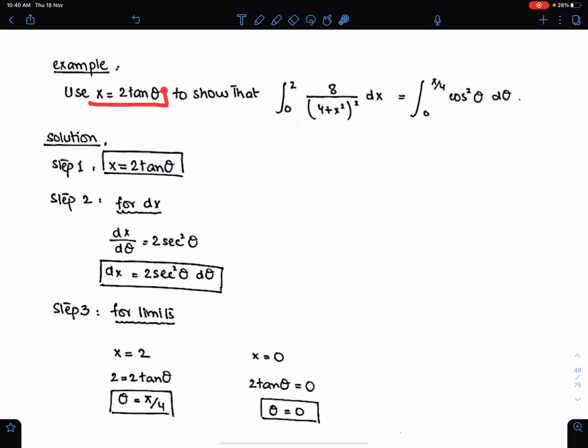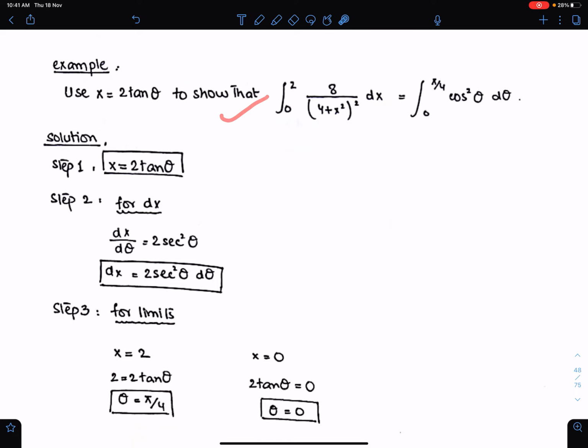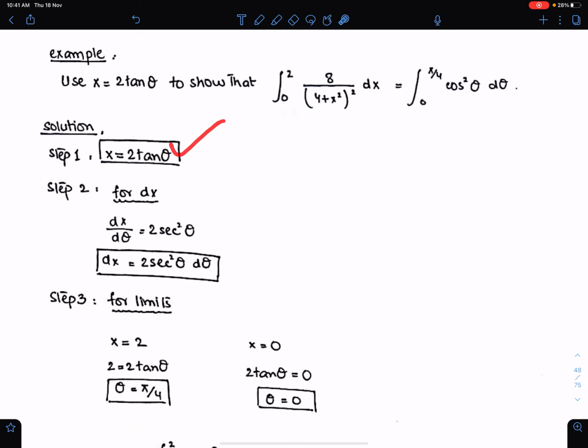Use this substitution to show this integral equals this integral. This question is relatively easy as compared to the previous question. Now the substitution is given. This is step number 1. Number 2, for dx, differentiate this given substitution. When you differentiate this, you will get dx upon d theta, and the differential of tan is sec square theta. So dx is this.